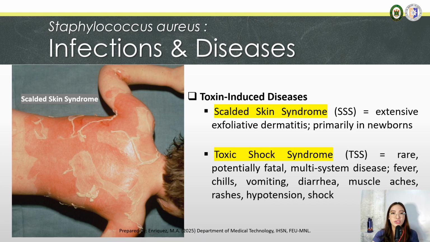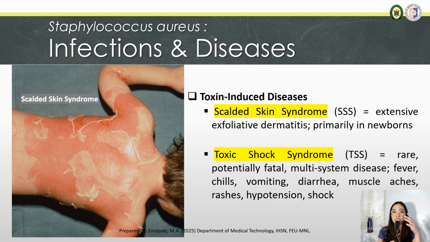Next is toxic shock syndrome, or TSS. This is a rare but fatal multi-system disease characterized by fever, chills, vomiting, diarrhea, muscle aches, rashes, and could rapidly progress to hypotension and shock. Alright, so nabanggit ko po ito kanina, di ba?